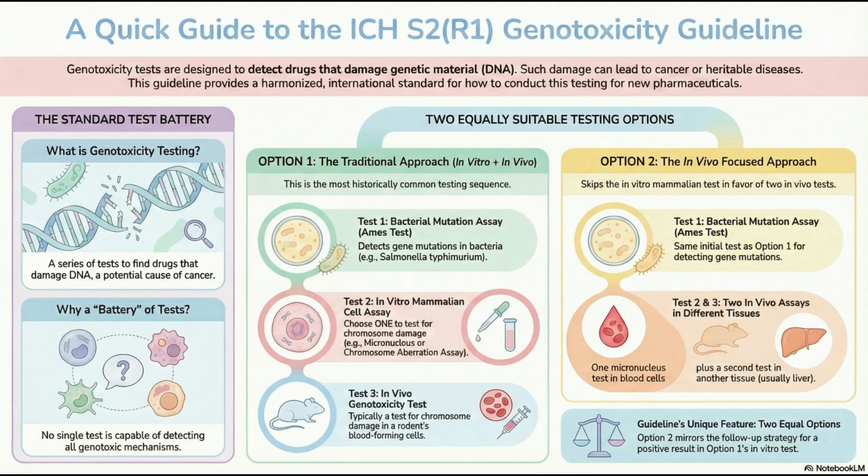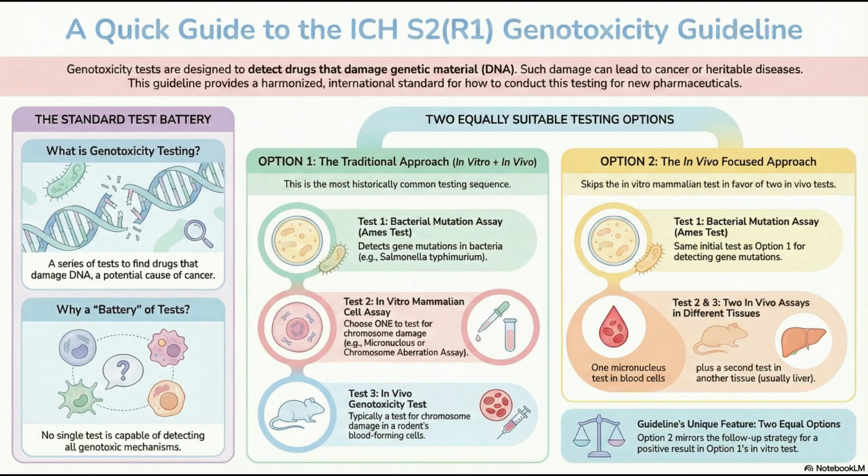And the stakes are incredibly high, aren't they? If a compound is positive in this battery, what's the worst-case scenario we're trying to prevent? We're trying to prevent two major outcomes. First, the compound has the potential to be a human carcinogen. But equally serious, and this is often overlooked, is the potential to be a human mutagen, meaning it could induce heritable effects via damage to the germline.